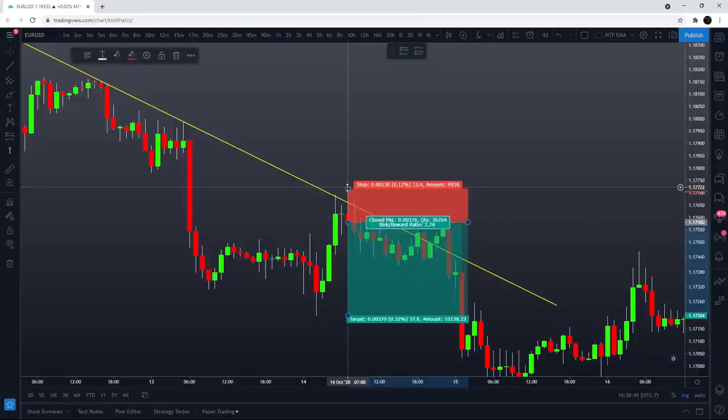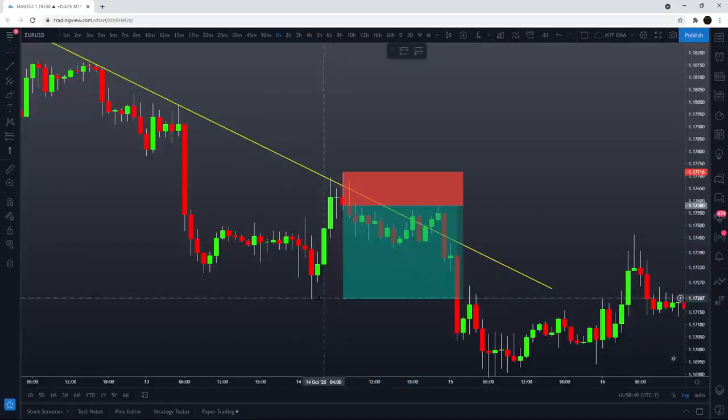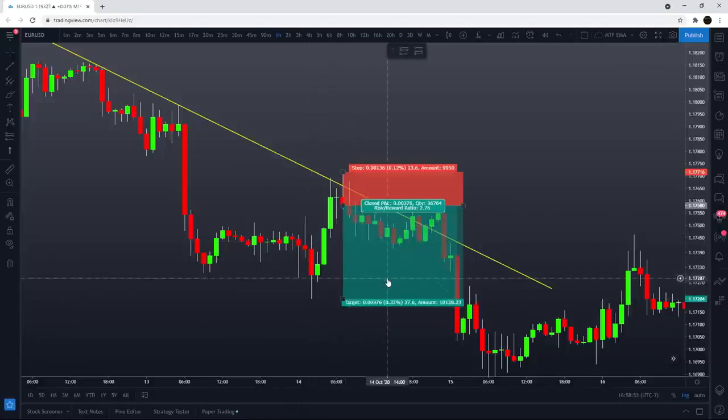So we're just putting our stop just above that wick, and we are targeting the low of the pullback. So this gives us a 1 to 2.76 risk reward ratio on this setup.